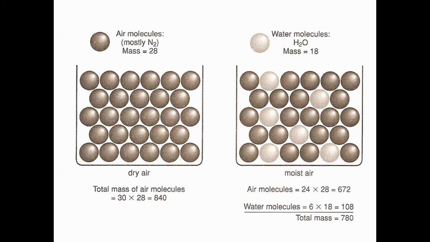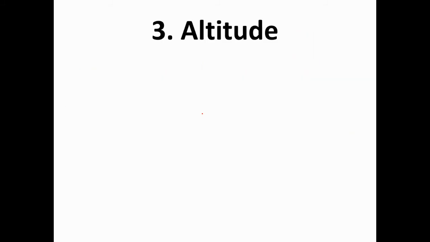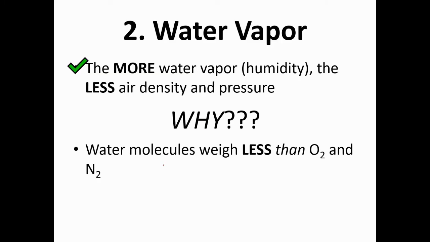If you replace a nitrogen with a water molecule, you're actually decreasing the amount of mass here. So if we look at the total mass of the air molecules, if we have 30 molecules times 28, that gives us a mass of 840. If we have 24, so we replaced some of these nitrogens with water, we get 672, and then 6 of them times 18 is 108. Our total mass here is 780. Our total mass here is 840. Okay, so water weighs less than air. And that means that air pressure is lower when you have more water vapor.